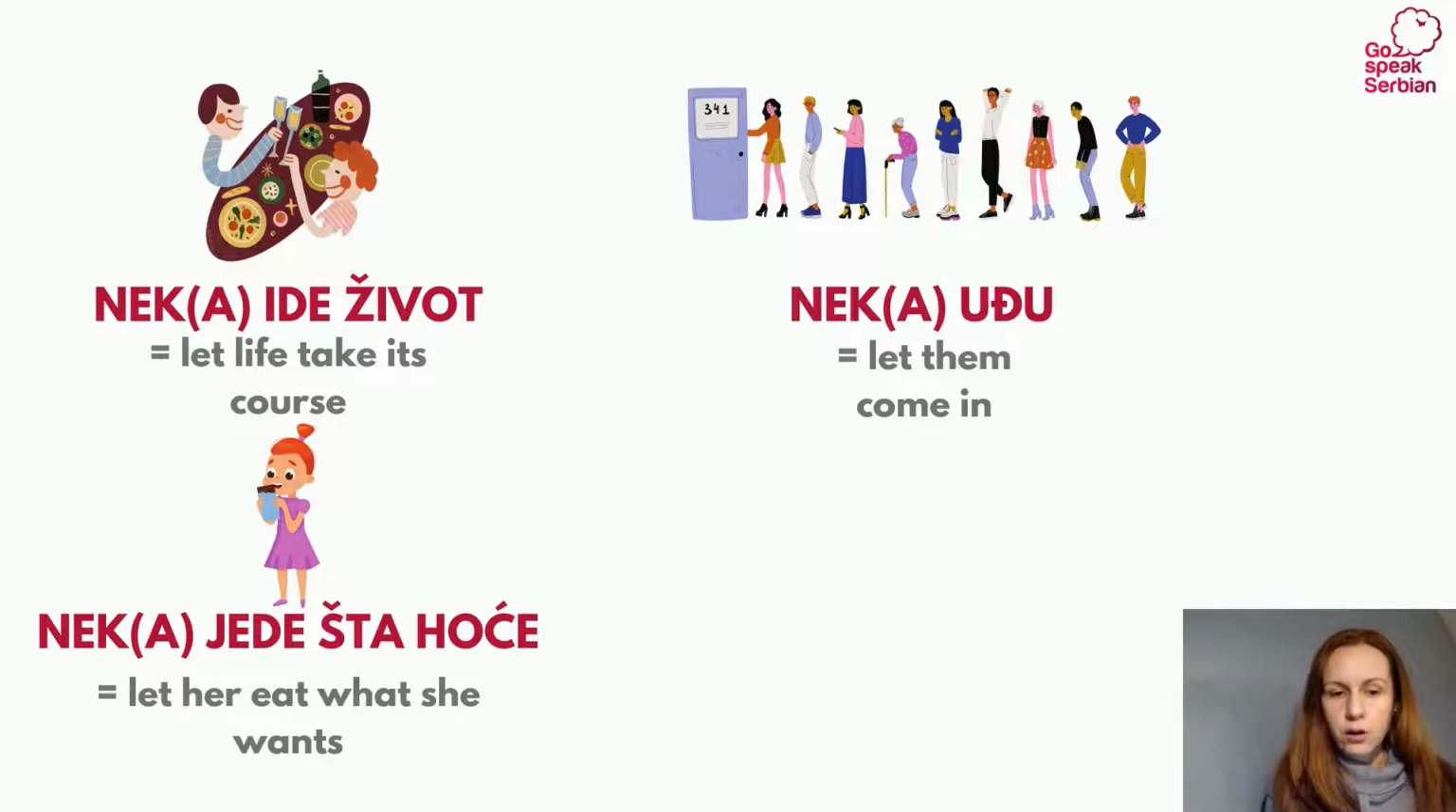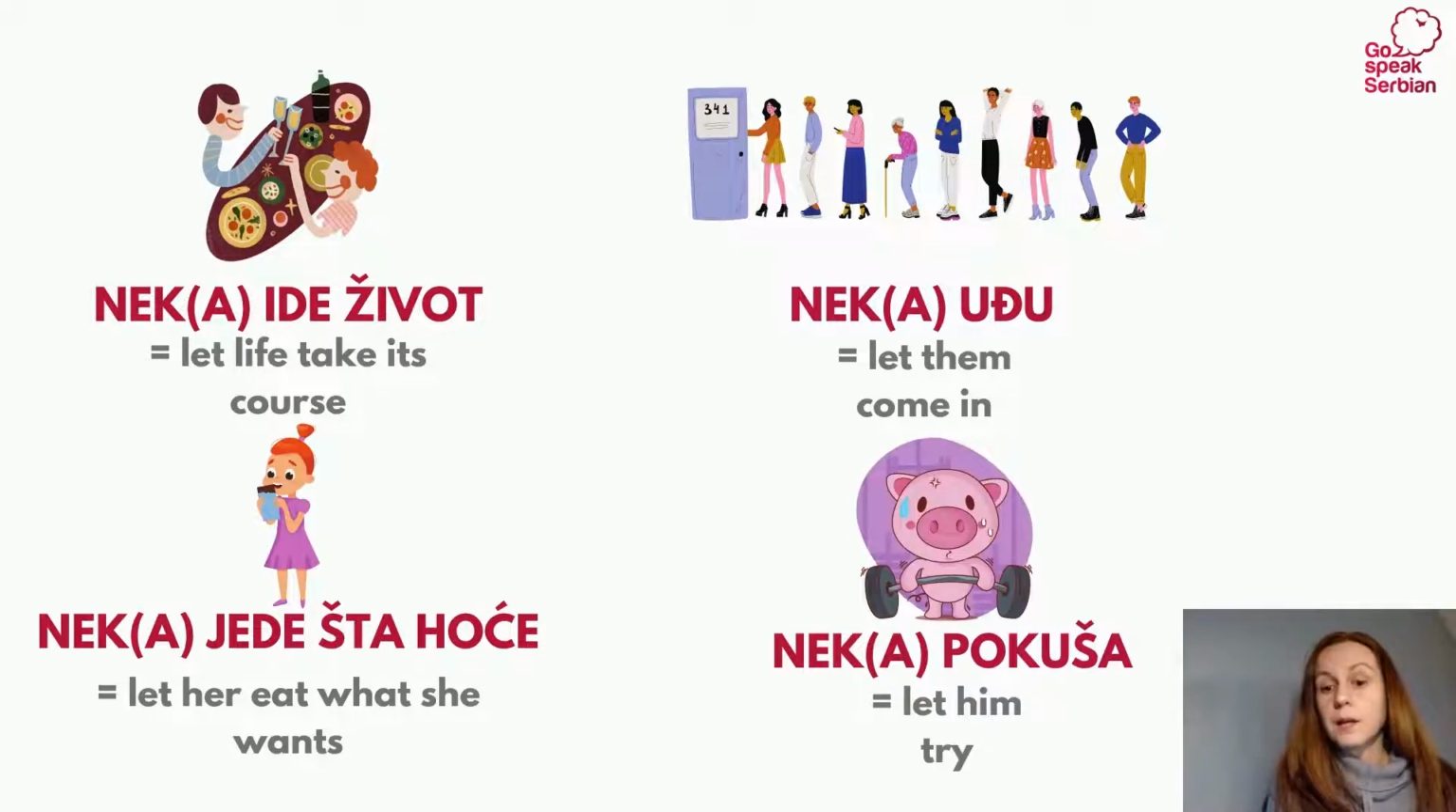Neka jede šta hoće, let her eat whatever she wants. Here, if on the picture it could have been a boy easily, neka jede šta hoće, it would be the same because the form in the third person singular present is the same whether we are speaking of a male or a female person. So you determine the gender based on the context. Neka pokuša, let him try.